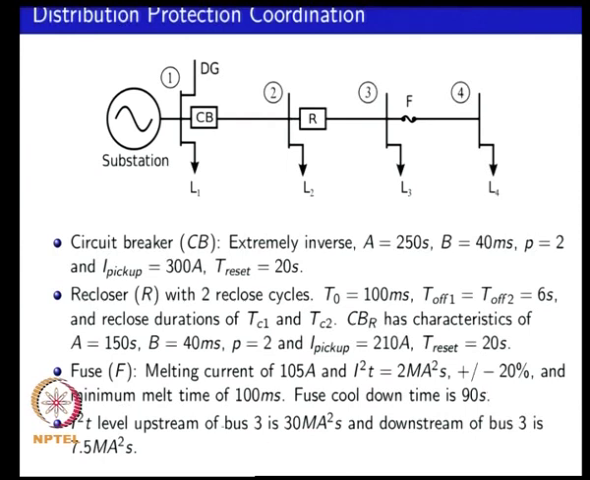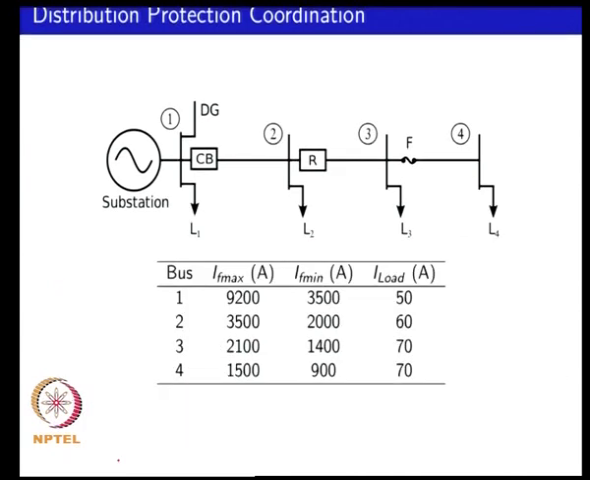You are told that upstream of bus 3, so the conductors in the region between bus 1 and 2 and 3 has an I square T level of 30 mega ampere square second, and the bus downstream between 3 and 4 has an I square T of 7.5 mega ampere square second. So, that could be used to determine the settings of the components to see whether you are adequately protected.